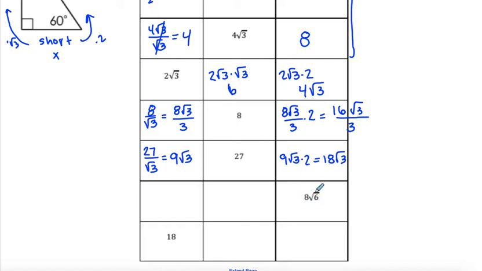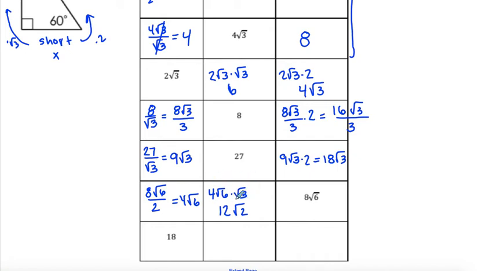On this one, we have 8 radical 6, which is our hypotenuse. I want to divide by 2 to get back to the short leg. So 8 radical 6 divided by 2 is 4 radical 6. Once I have short leg, I multiply by radical 3 to get the long leg. So here I would get radical 18, so I would get 12 radical 2 here.